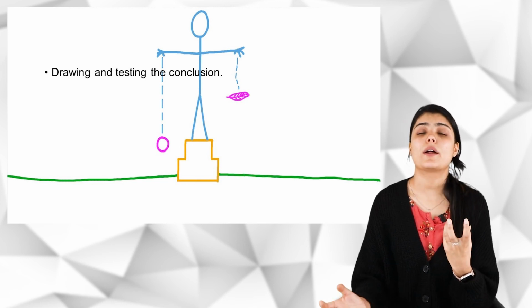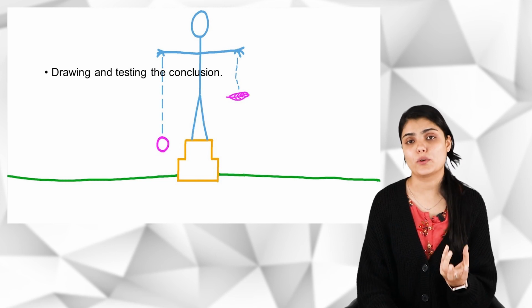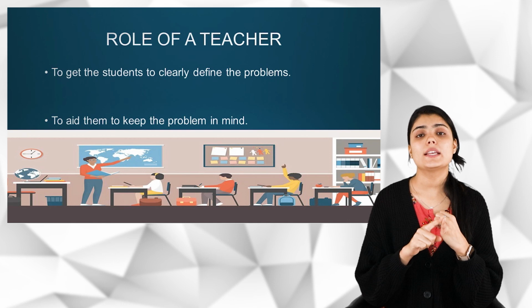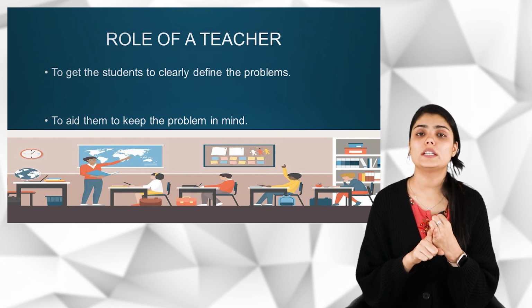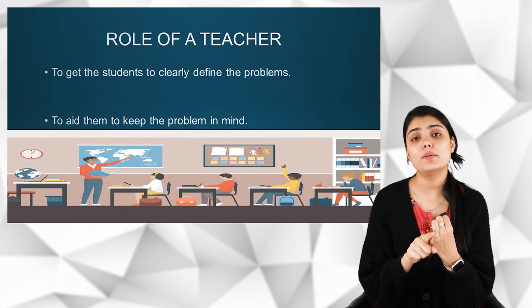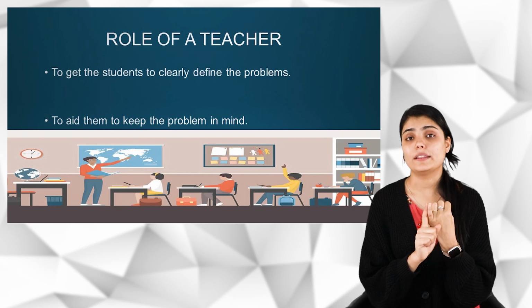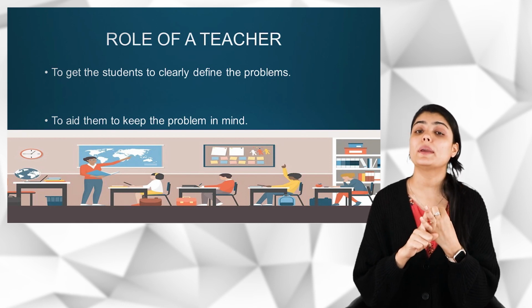Whether our result or our process of solving the problem has helped to actually solve the problem or not. Next one, we have the role of a teacher. The first one is to get the students to clearly define the problem. So the first role of the teacher is to make sure that the problem the students have chosen is clearly understood by the students.